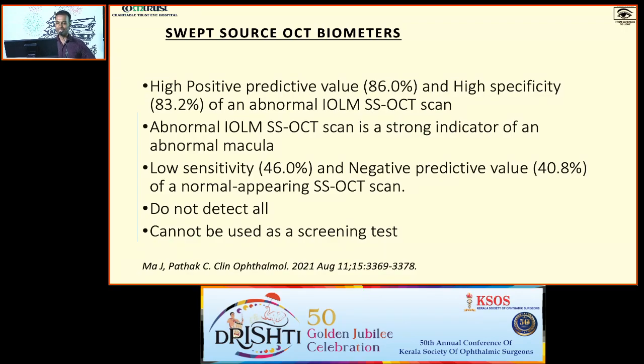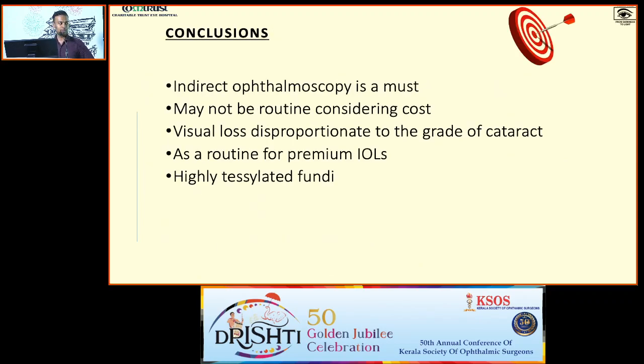But there is a study which studied the role of SS-OCT biometers in detecting foveal pathology, and they said that an abnormal SS-OCT is a strong indicator of an abnormal macula with a high positive predictive value of 86%, but a normal macula on SS-OCT biometer scan has a very low sensitivity and negative predictive value, so it cannot be used as a screening tool because it does not detect all macular pathology. So indirect ophthalmoscopy can pick up much more than your slit lamp biomicroscopy, especially in a hazy media.